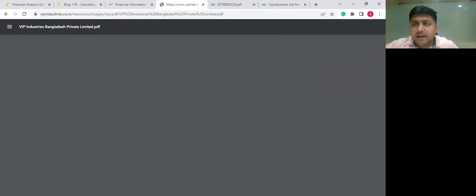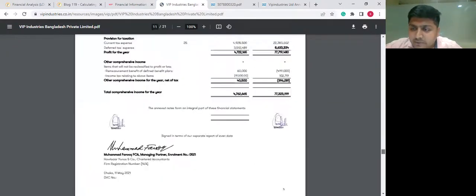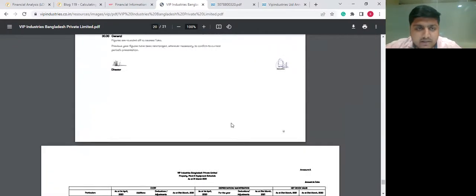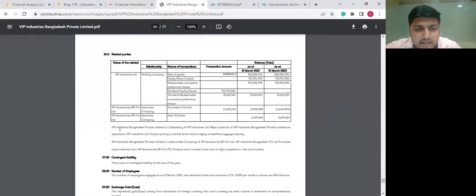So I just opened it and I'm going to the last page because that's where this information usually is available. As you can see here, VIP Bangladesh is a subsidiary of VIP Industries Limited, which happens to be VIP India. Major products of VIP Bangladesh Private Limited are exported to VIP Industries. So, which means, given the information, we will assume everything which is being sold by VIP Bangladesh Private Limited is being sold to VIP Industries Limited.